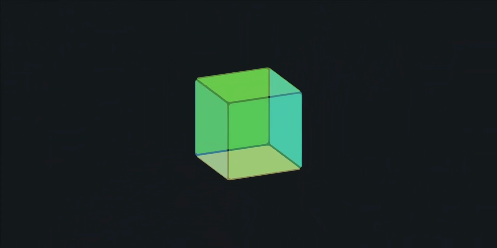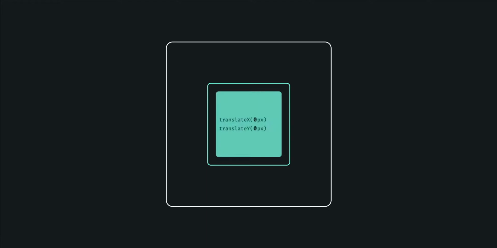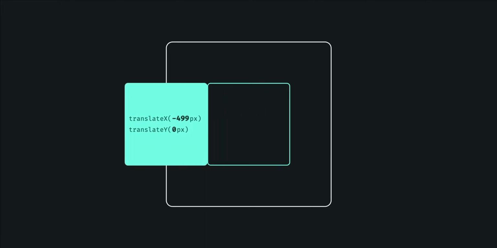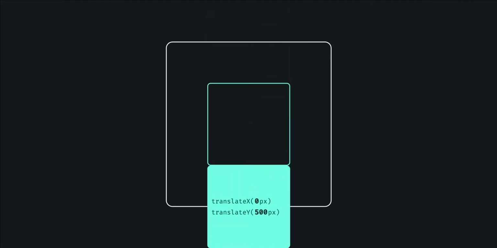In this video, we're going to make a cube that looks something like this. But first, let's start with the basics. Here are two boxes to help you see the effects. The outer square is 1000 by 1000 pixels, and the inner square is 500 by 500. Use translateX to move the box horizontally, and translateY to move the box vertically.